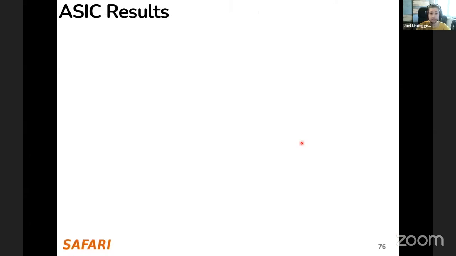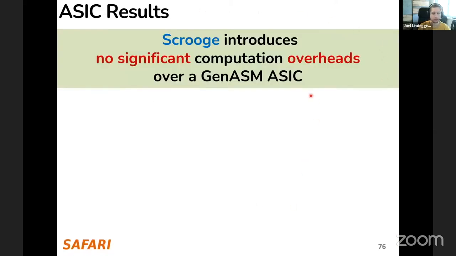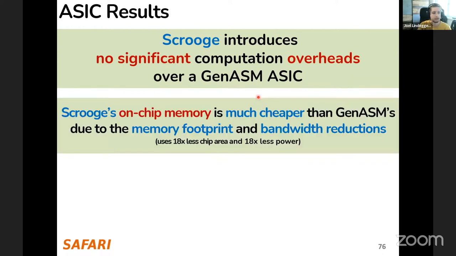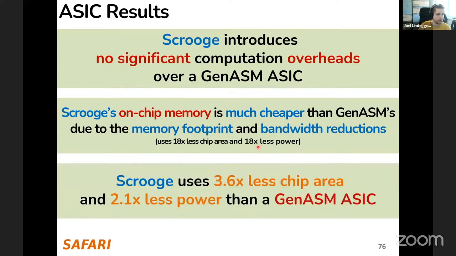Third, we evaluate ASIC results. So we observed that Scrooge, when implemented as an ASIC, introduces really no significant computation overheads over Genome, while its on-chip memory is much cheaper than Genome's due to the memory footprint and bandwidth reductions. It uses 18x less chip area and 18x less power, just the on-chip memory itself, due to these improvements. In particular, then, when we calculate these improvements for the entire chip, this results in Scrooge using overall 3.6x less chip area and 2.1x less power than the original Genome ASIC.